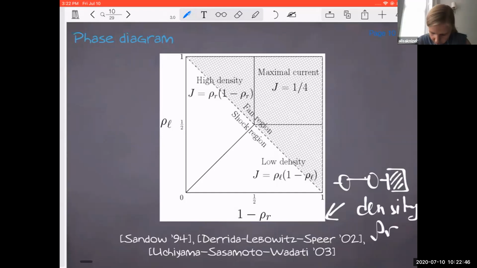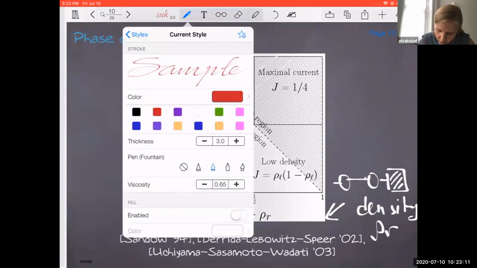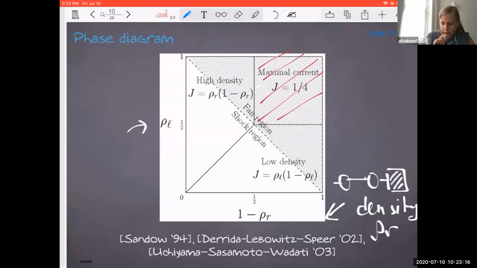Okay. So now the phase diagram is the following. If we put rho L on the vertical axis and 1 minus rho R on the horizontal axis, then depending on whether rho L and rho R are greater or less than 1/2, we'll see a different behavior of the system. So in particular, in this region, which is called the maximum current phase, we have that rho L is greater than 1/2 and rho R is less than 1/2. Then the left boundary creates particles at a fast enough rate, so that the system is able to transport particles from left to right in the bulk at its maximal efficiency.